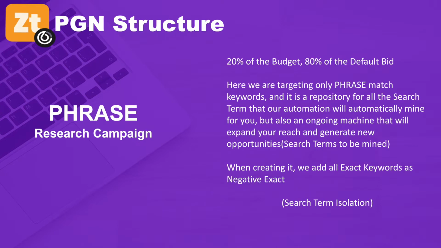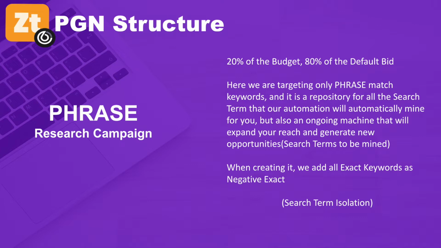The phrase campaign will be a research campaign, and we will allocate 20% of the budget to it. Being a research campaign, it is less likely to convert, so we will use 80% of your default bid. We will be targeting only phrase match keywords, and it will be a repository for all the good terms that you will add, which we will also test as phrase match, as well as for all the terms that our automation will mine for you.